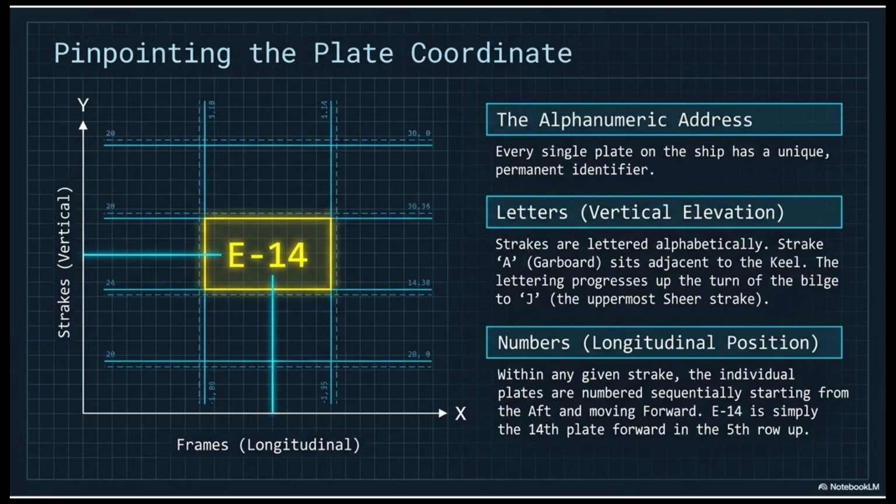Slide 12. Pinpointing the plate coordinate. The alphanumeric address: every single plate on the ship has a unique, permanent identifier. Letters: vertical elevation. Strakes are lettered alphabetically. Strake A, garboard, sits adjacent to the keel. The lettering progresses up the turn of the bilge to J, the uppermost shear strake. Numbers: longitudinal position. Within any given strake, the individual plates are numbered sequentially starting from the aft and moving forward. E14 is simply the 14th plate forward in the 5th row up.